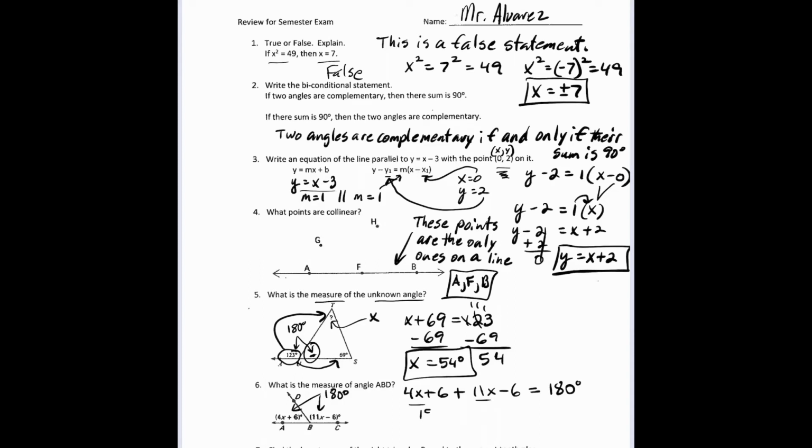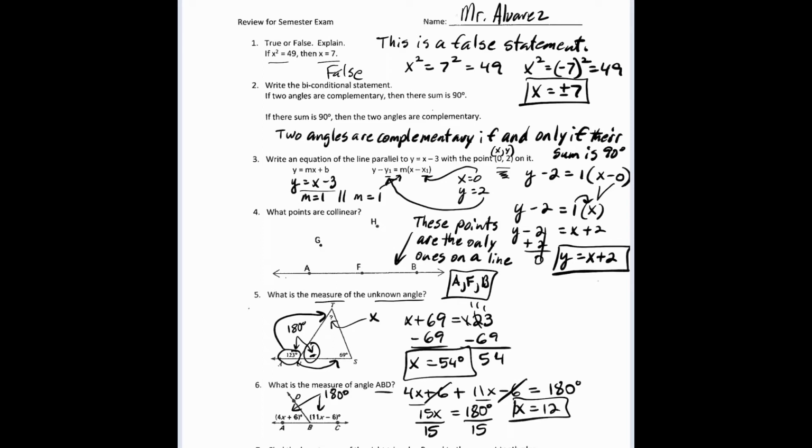Okay, let's do some combining like terms. There's 4x and 11x, that becomes 15x. And the 6's actually simplify each other. And so what you're left with is 180. So we divide by 15 on both sides. So x is equal to 12.